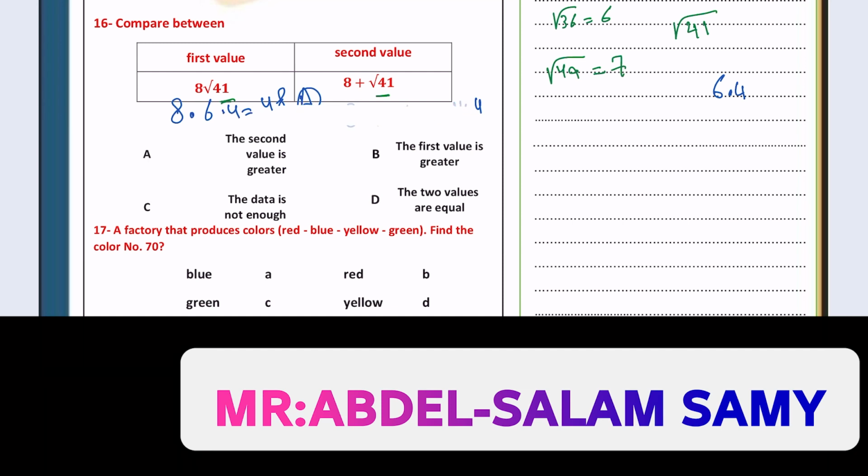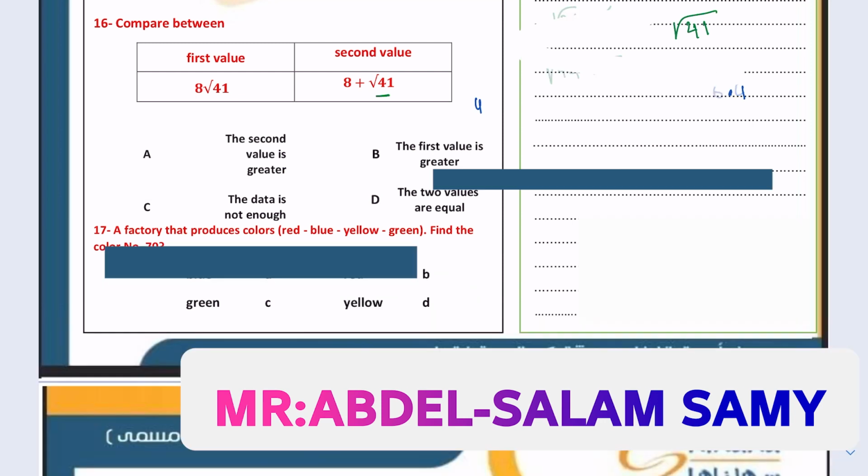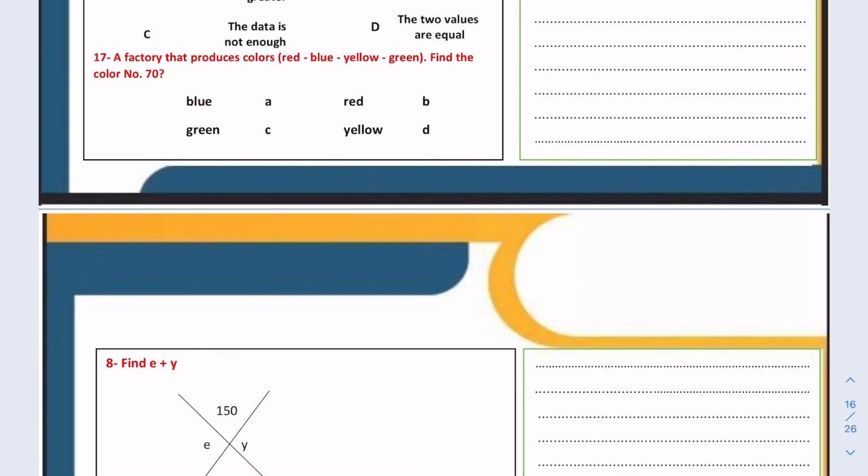Now let's take the next question, which is question number... a factory that produces colors, red, blue, yellow, green. Find the color number 70. How I can solve this question? How many colors I have? 4. So I will divide 70 by 4. How I can use long division? I will divide 7 by 4.